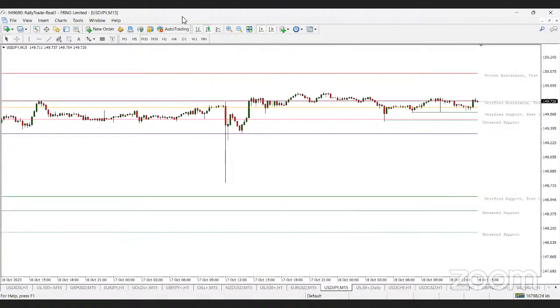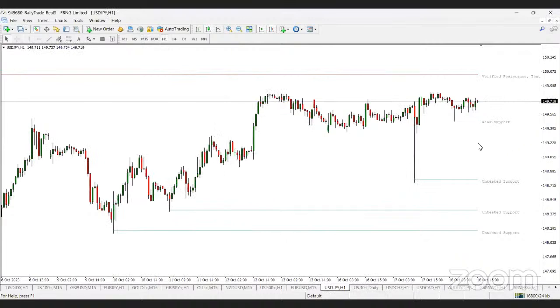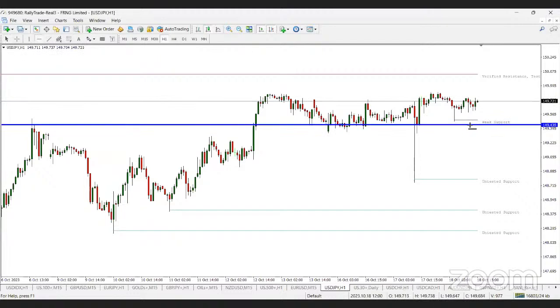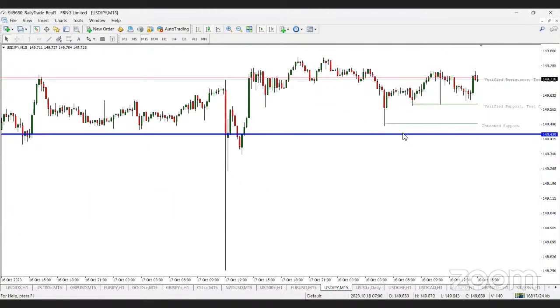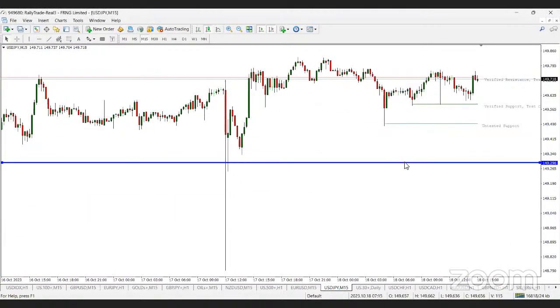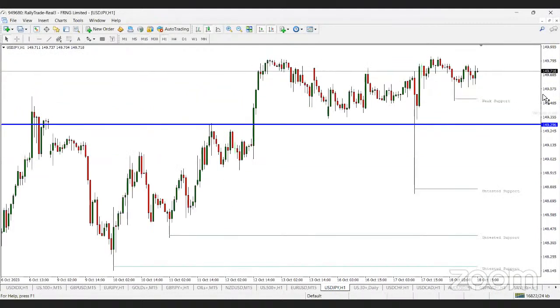You understand? So what I'm going to advise for USD JPY is that if you're going in for your sell, it has to be below this weak support. Apart from the fact that it's below this weak support, you will notice a couple of rejections around here. So if I'm going in for that sell, it has to be way below those rejections.